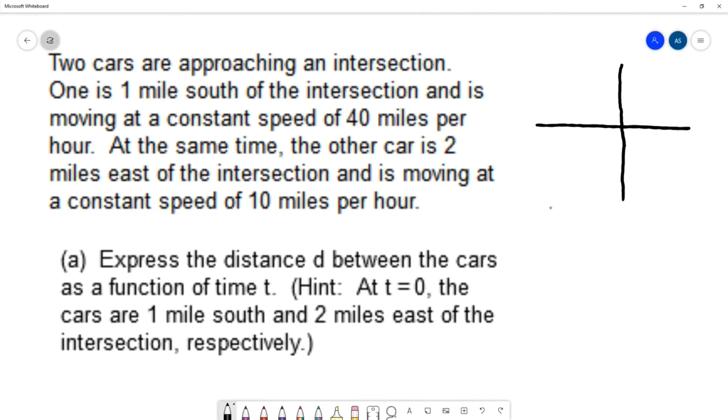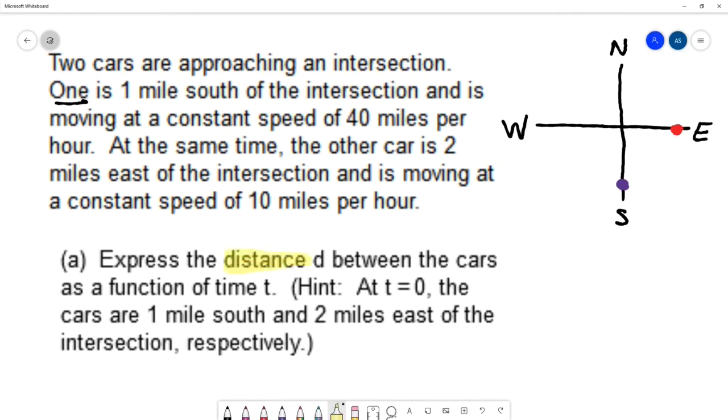So here are the two roads crossing each other. And we're going to label the north of the intersection, east of the intersection, south of the intersection, and west of the intersection. And so one car is going to be a mile south. Let's put it here. So there's one car. And another car is 2 miles east of the intersection. And we want to express the distance between these cars.